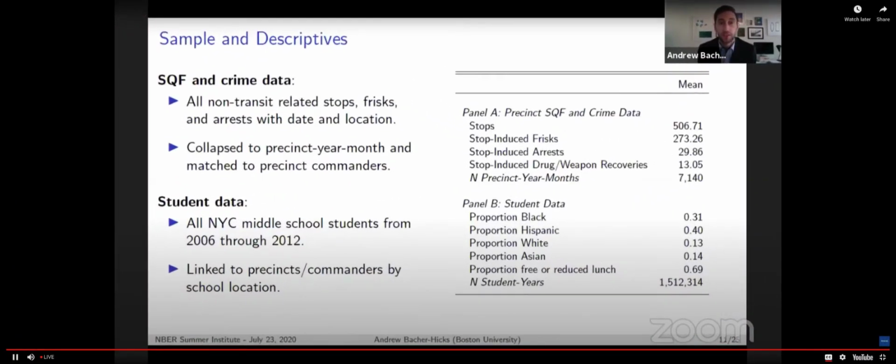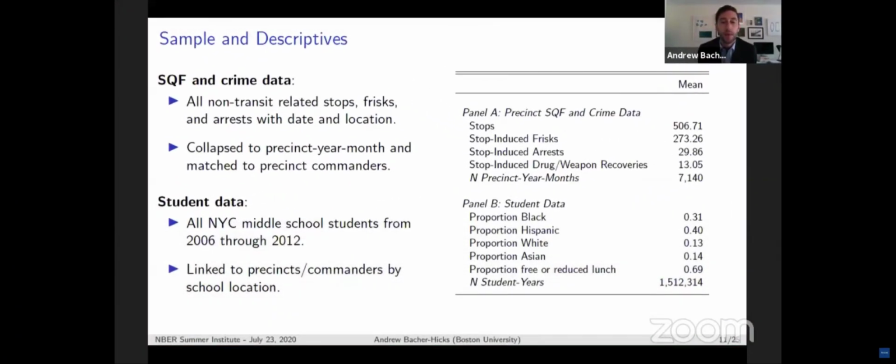Seen as one of the goals of this. So only about 2.5% of stops end up resulting in the recovery of a weapon or drug. And so we're going to link these crime data to our student outcomes using New York City middle school students from 2006 to 2012. We're going to link it by school location. So we know the location of every middle school student, and so we know the precinct of that middle school. And so that's how we're going to link these two data sets.